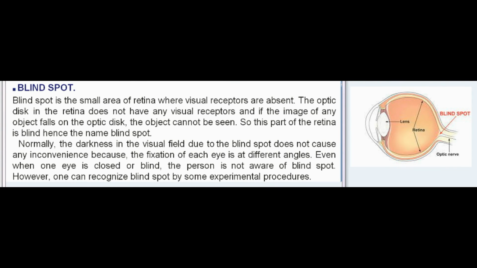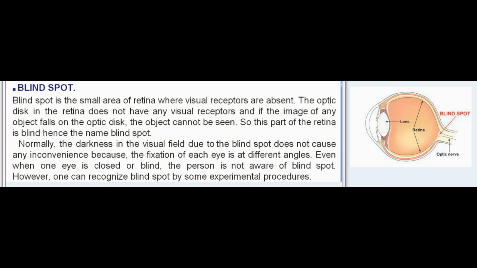Blind spot. Blind spot is the small area of retina where visual receptors are absent. The optic disc in the retina does not have any visual receptors, and if the image of any object falls on the optic disc, the object cannot be seen. So this part of the retina is blind, hence the name blind spot.